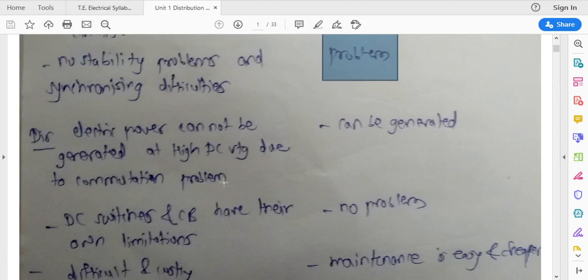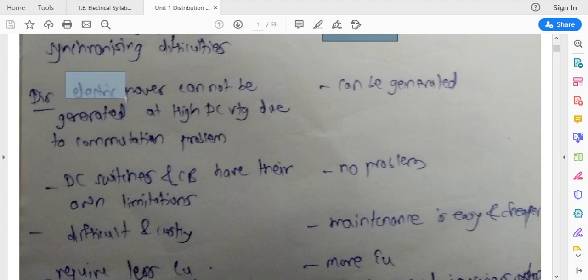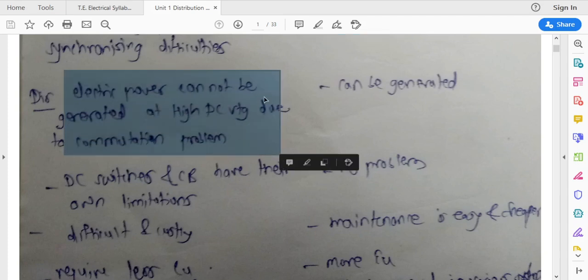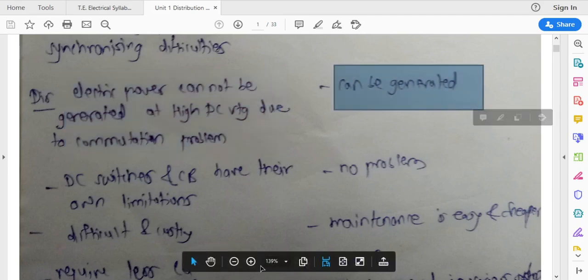Now the disadvantages. All these parameters which we have considered as advantages of the DC, now we are interested in the disadvantages of DC transmission. The electric power cannot be generated at high DC voltage due to the commutation problem. One knows that whenever we use DC generators, they are not capable of producing a high voltage amount of power because commutation problem persists. But one can generate a high amount of AC voltage with the help of AC generators or alternators.